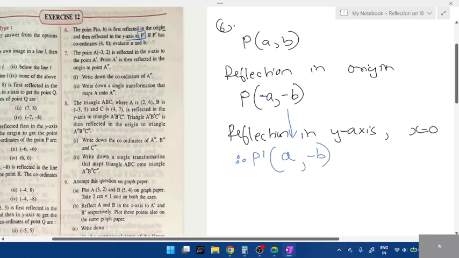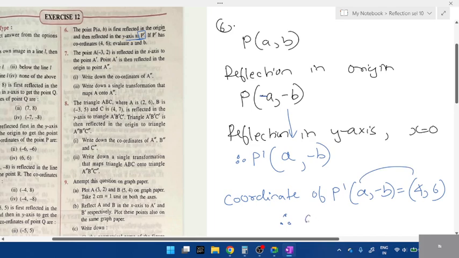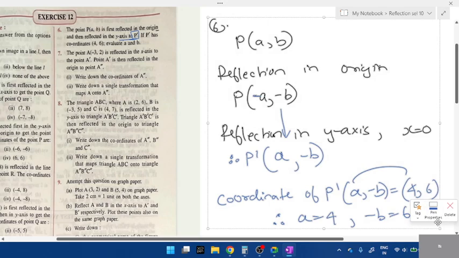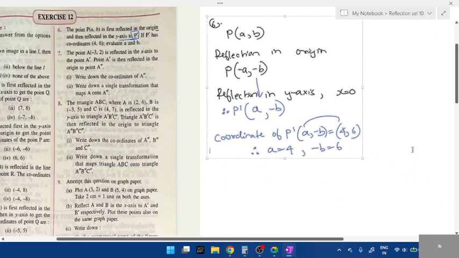Next, if P dash has coordinate 4 comma 6, write coordinate of P dash. This is how you have to write coordinate of P dash. Therefore, compare the values. Yes, write it like this, students. Write it neatly.